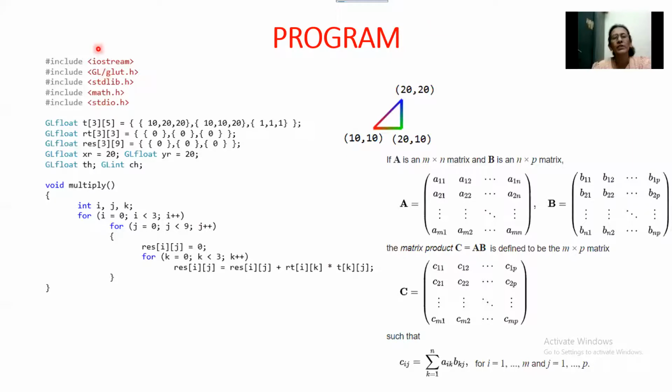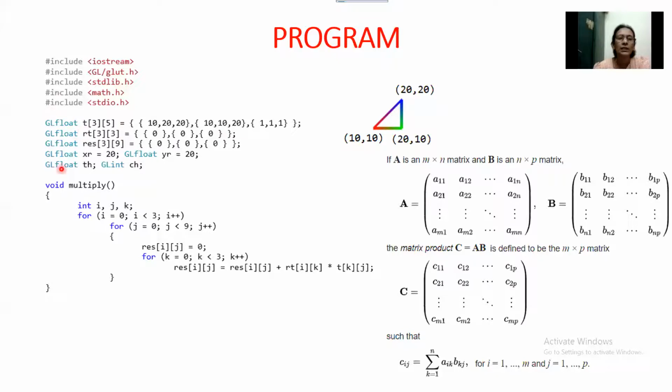So the program, first we have the header files. Include gl/glut.h because we are writing an OpenGL program. Next math.h because in the rotation matrix you have cos theta, sin theta. For trigonometric calculations you need math.h.